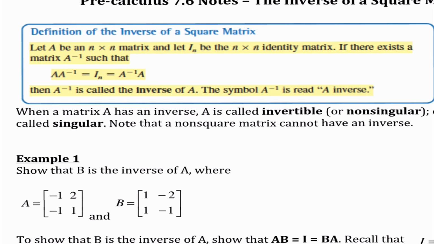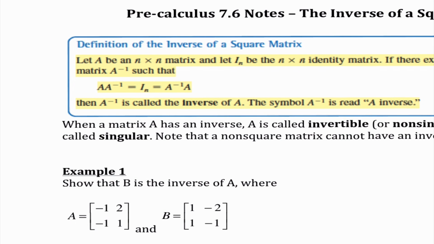If there exists a matrix, and we read this as A inverse, such that, and I just really want to focus on what this is saying right here. It says the matrix times the inverse is going to equal the identity. And we worked with the identity when we used Gauss-Jordan. Our identity for a 2 by 2 is 1, 0, 0, 1.